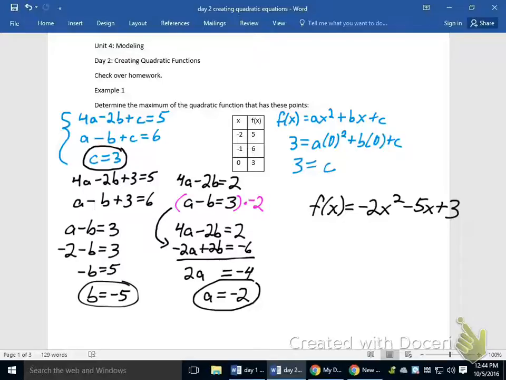Now I can finally get to figuring out what the maximum is by doing negative b over 2a. This will find the axis of symmetry, and I'll plug it back in. So this is going to be negative 5 over 4. Now I'll plug that back into the function to figure out what the maximum value is, f of negative 5 over 4. I'm definitely just going to use a calculator here to speed things up.